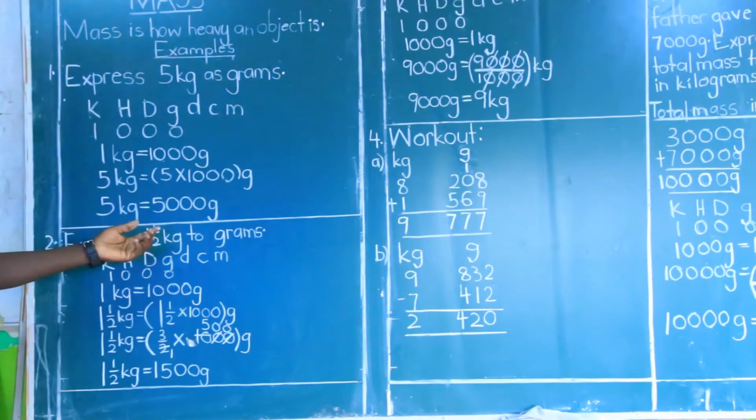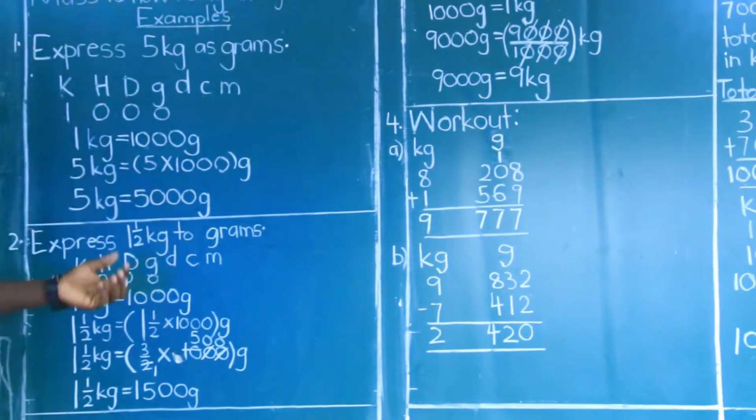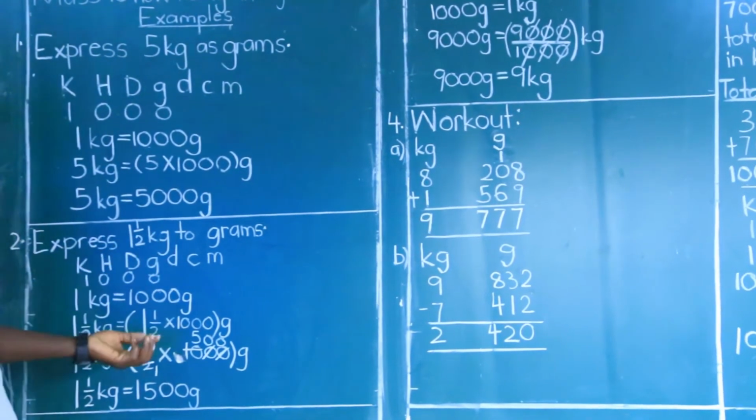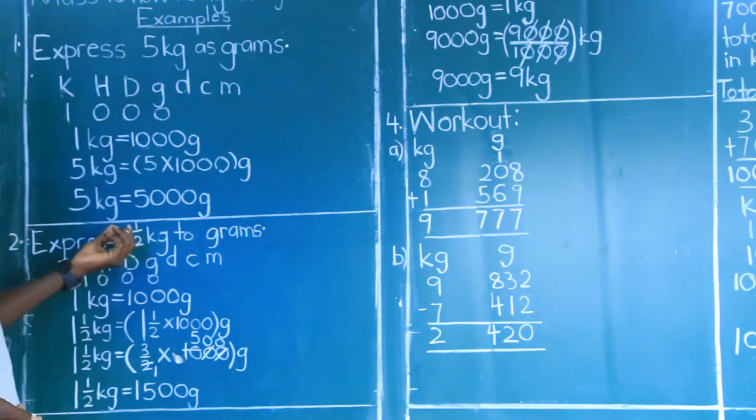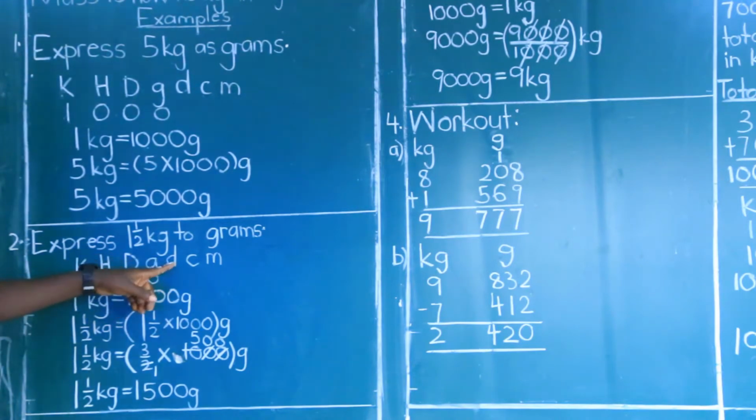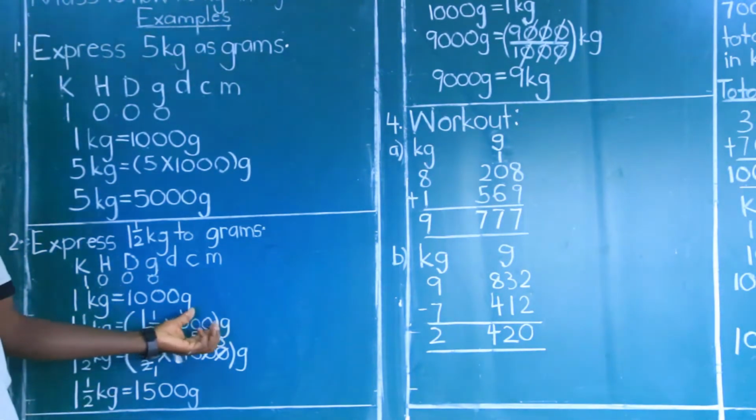Once again, we are converting kilograms to grams, only that this is a mixed fraction now. The other one was 5 kilograms, this is a whole. Here I've got a whole and a fraction, which is known as a mixed fraction. Still write King Henry's daughter Grace drank cold milk. We are interested in kilograms and grams. Write 1 against K and then zeros up to G, so that you have the same fact that 1 kilogram is equivalent to 1,000 grams. What about 1.5 kilograms? You get 1.5 times 1,000 grams.